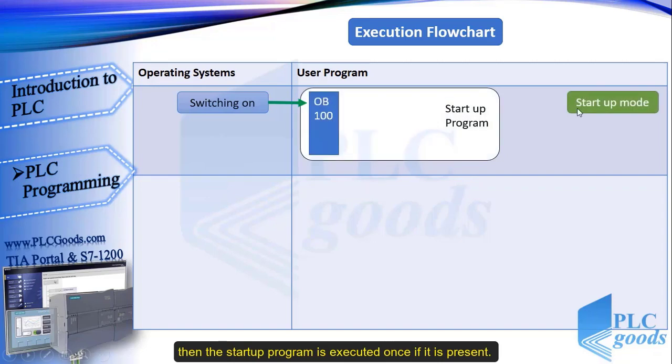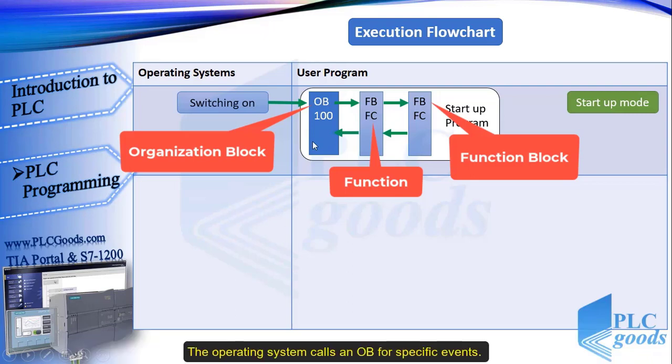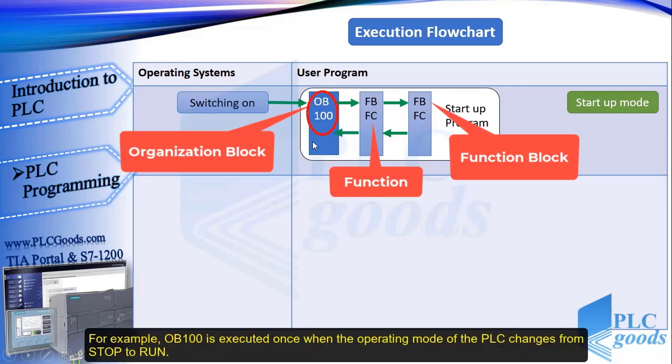Then the startup program is executed once if it is present. User programs are usually divided into individual sections called blocks. OB, or organization blocks, represent the interface between the operating system and the user program. The operating system calls an OB for specific events. For example, OB100 is executed once when the operating mode of the PLC changes from stop to run.